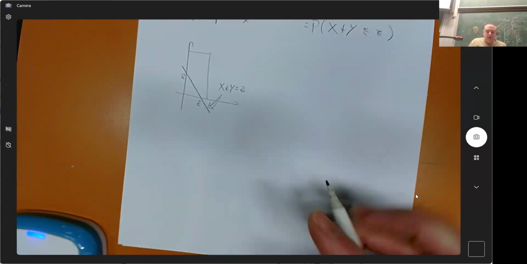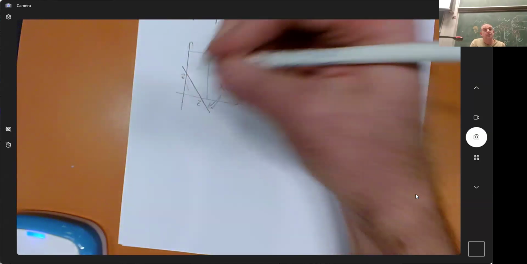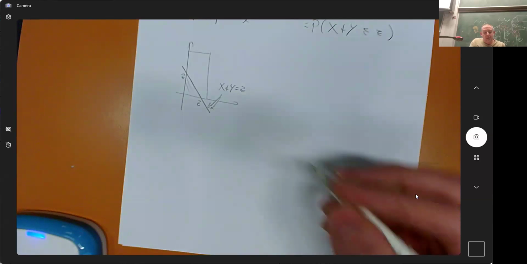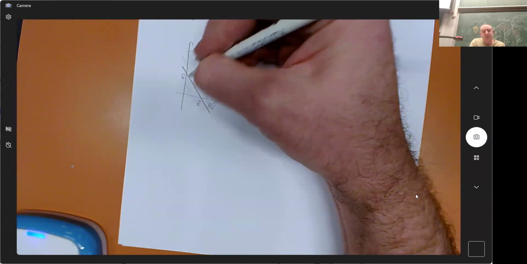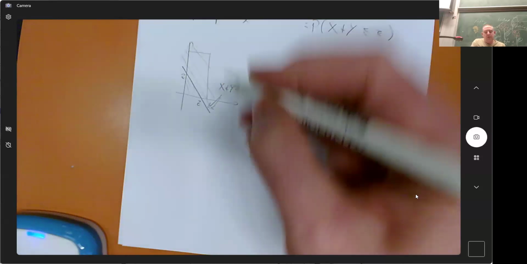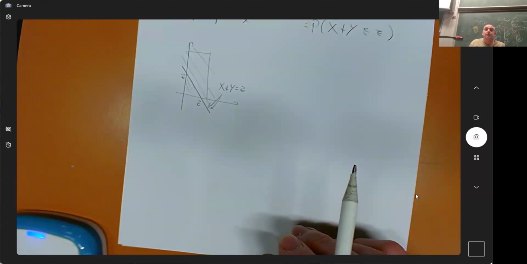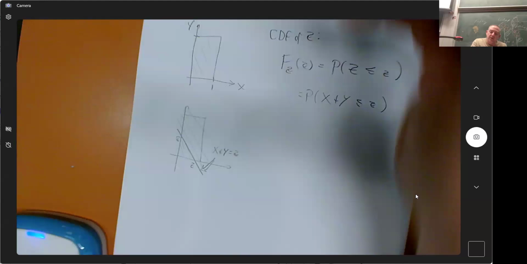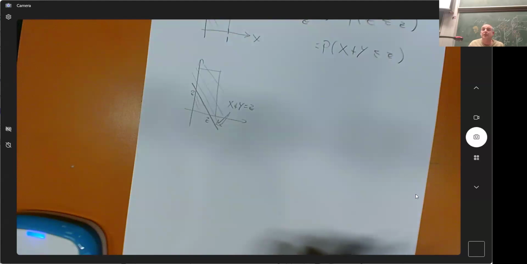And so if Z is less than 1, then we've got a little triangle here. And if Z is more than 1, then we've got a little trapezium here. And if Z is more than 2, we've got a little rectangle minus a triangle. And I'm going to say they're independent of each other. So if they're independent, then every possible combination is the same probability, basically.